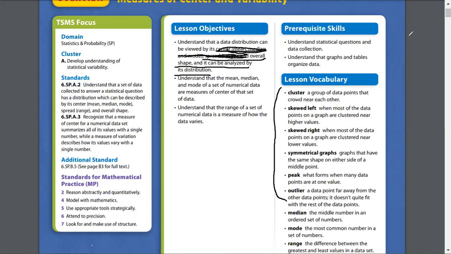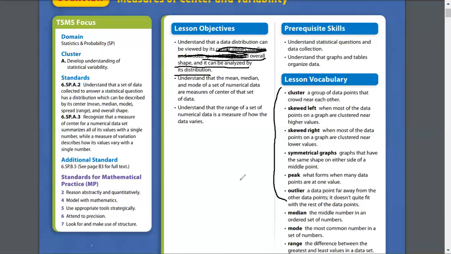Today we'll be going over the measures of the center and variability. Our objective today is to understand that a data distribution can be viewed by its shape and analyzed by its distribution. Our standard number for today is 6.SP.A.2. Our prerequisite skills should be understanding statistical questions and data collection.